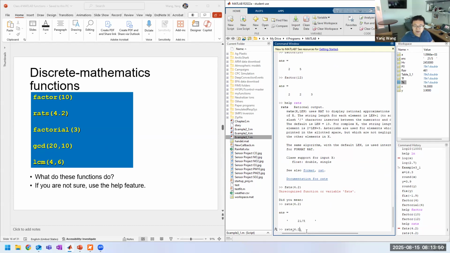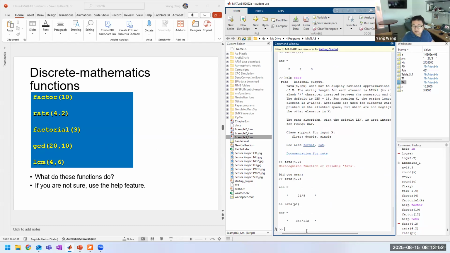You could also do rats of pi, right? So we know that pi is not a rational number, but actually, if you use rats, it can use a rational number to approximate the value of pi, right? So we probably won't be using these functions often in our calculations, but you never know, right? So there's also GCD.